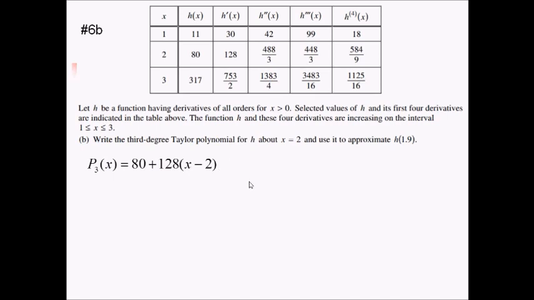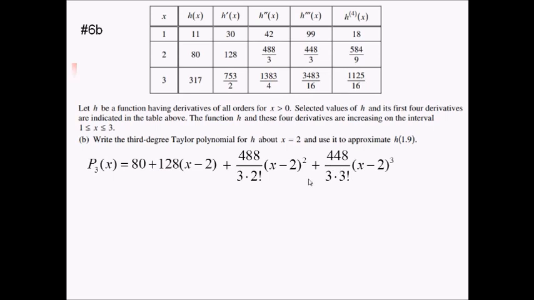So that's going to end up being, let's see here, we've got 488 over 3, but we also have a 2 factorial down there, and then we have an x minus 2 squared. And then for the next one here, we have to do the third derivative at 2. So that's going to be 448 over 3 times 3 factorial now, times x minus 2 cubed. So this is our Taylor polynomial.